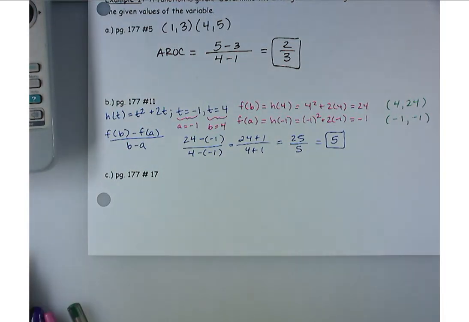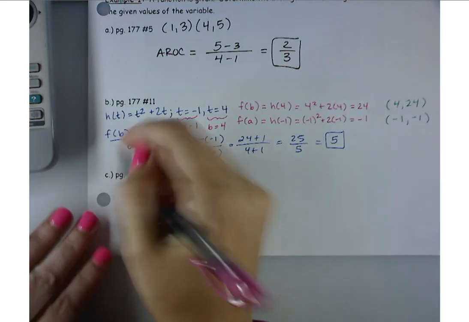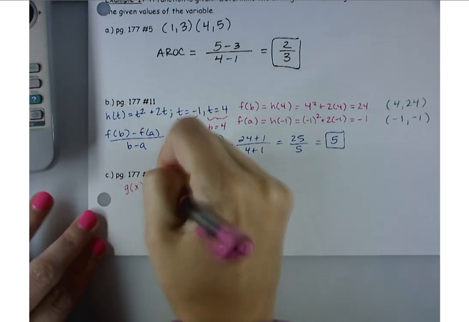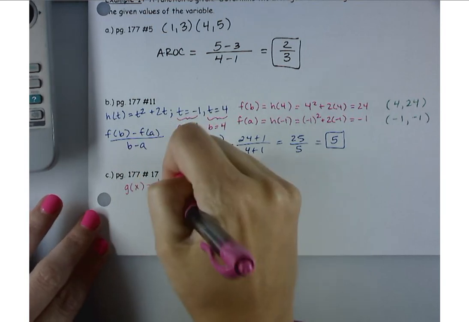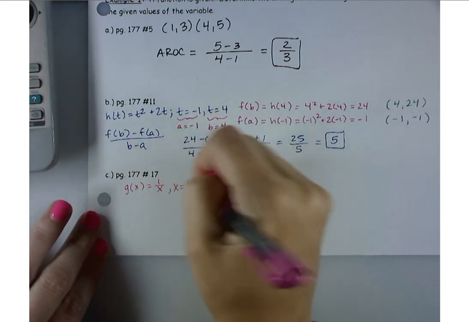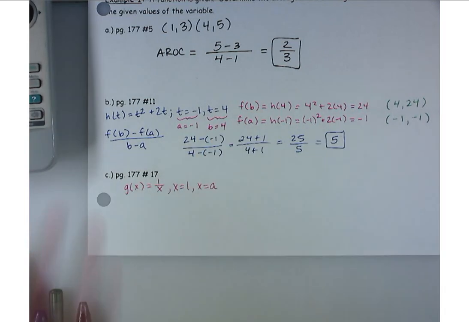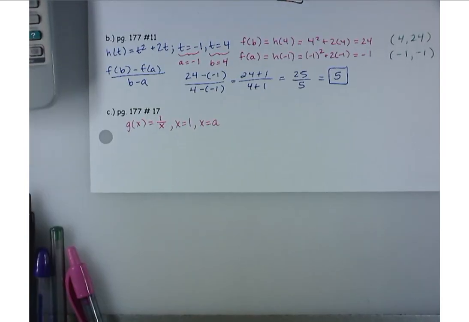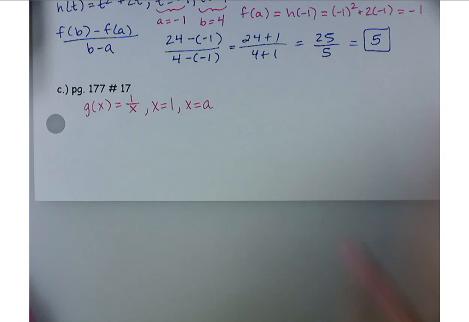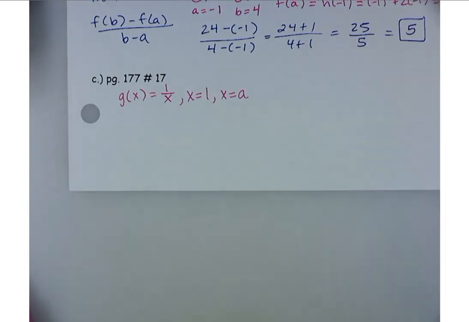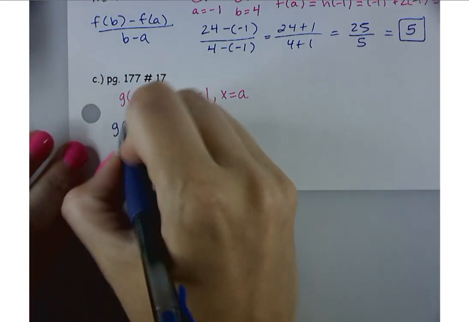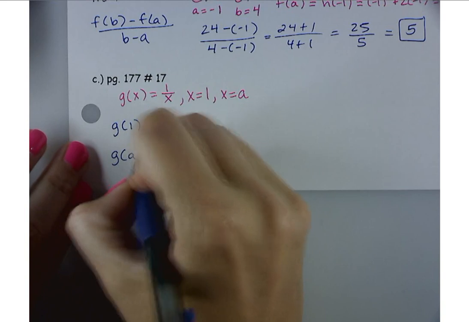For 17, we are given that g of x equals 1 over x, and that's when x equals 1 and x equals a. Okay, so for this one, I'm not even going to label them. I just have my 2 input values, and Ryan asked, what are my 2 input values? 1 and a. So I have to find my 2 output values, which are going to be g of 1 and g of a.